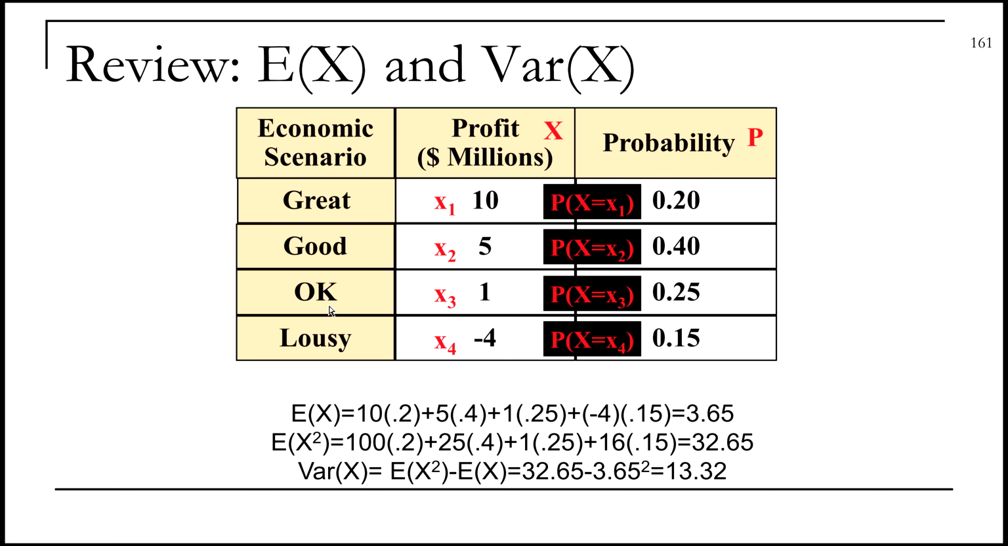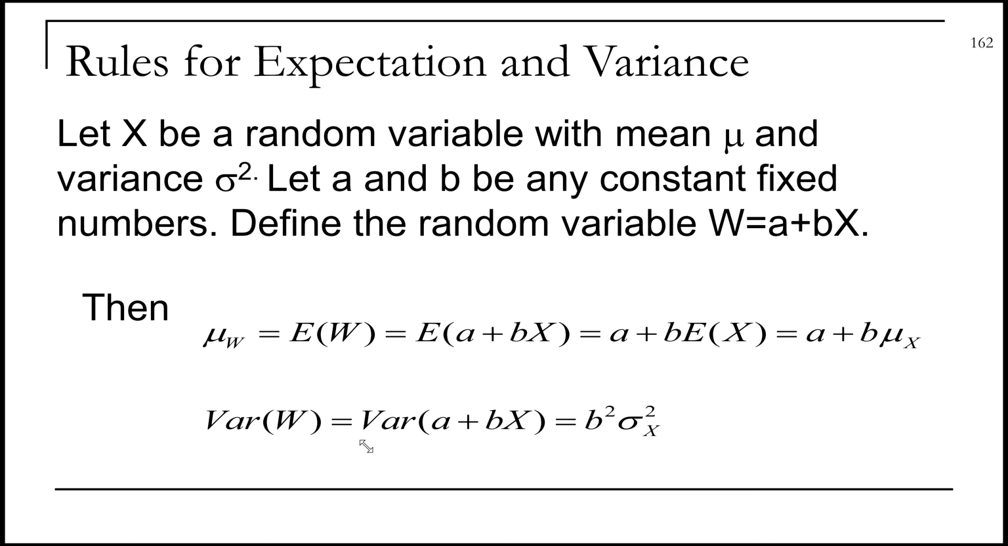As an example, here's a basic probability table. Profit of a random variable, different probabilities. Again, these have to sum to 1 to be legal. You can easily find E of x. You can easily find E of x squared. That's literally the expected value of the squared values. And then using the shortcut formula, you can find the variance of x.